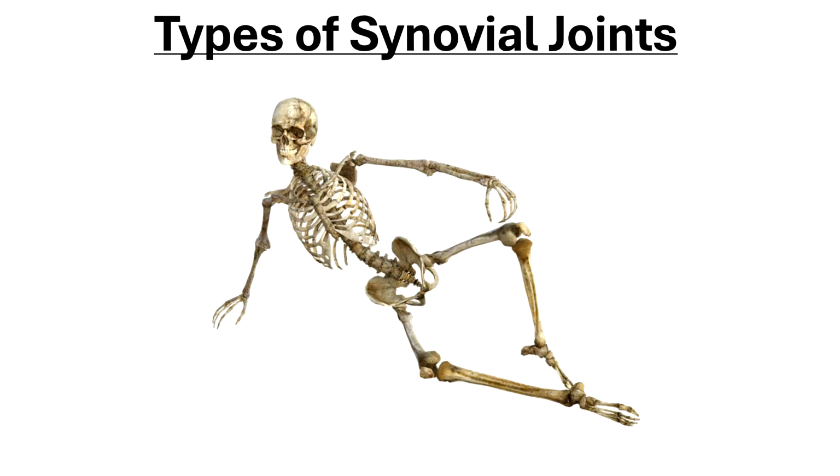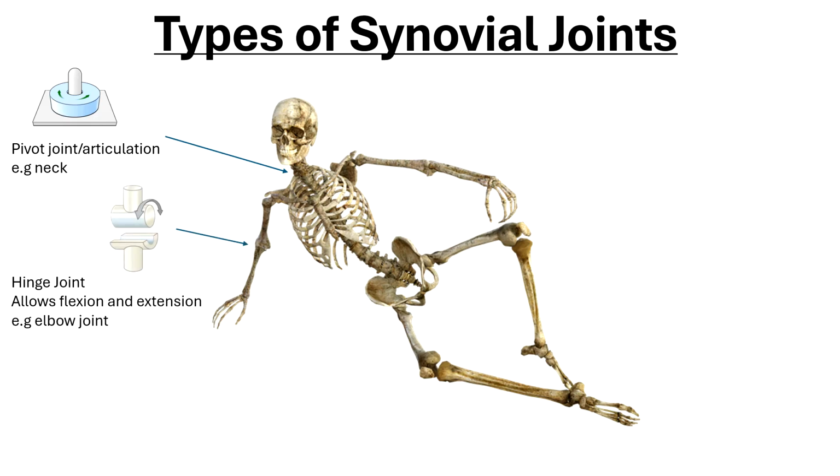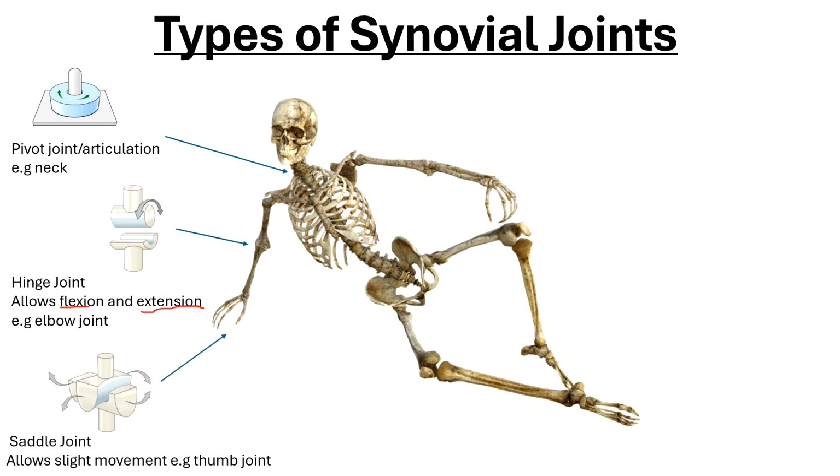The neck would be an example of a pivot joint, as it provides an axis that the head can somewhat turn upon. An example of a hinge joint would be the elbow joint, because as we know, it allows flexion and extension. So flexion would be caused by the biceps and extension would be caused by the tricep muscle.